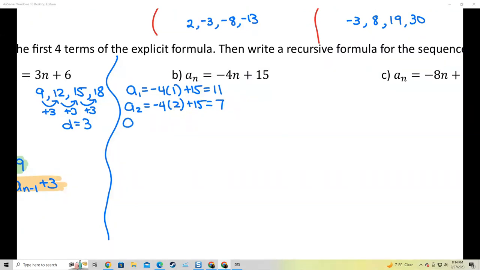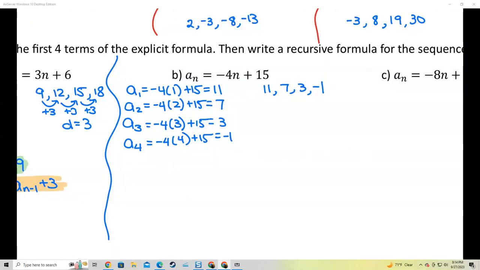To get my third term, I'm going to take my n, and I'm going to replace it right here. So this is going to become negative 4 times 3 plus 15. Negative 4 times 3 is negative 12 plus 15 is a positive 3. Then the last one, to get my fourth term, that's going to be negative 4 times 4 plus 15. Negative 4 times 4 is negative 16 plus 15. I get a negative 1. So that means my sequence is 11, 7, 3, and negative 1.